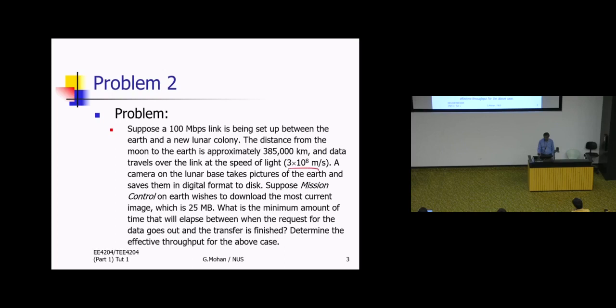A camera on the lunar base takes pictures of the Earth and saves them in digital format remotely. Now, there's a mission control station on the Earth that wishes to download the most current image from the moon. Assume that the image size is 25 MB. The question is, what is the minimum time needed between when the request for the data goes out and the transfer is completed? Also calculate the effective throughput for the above case.